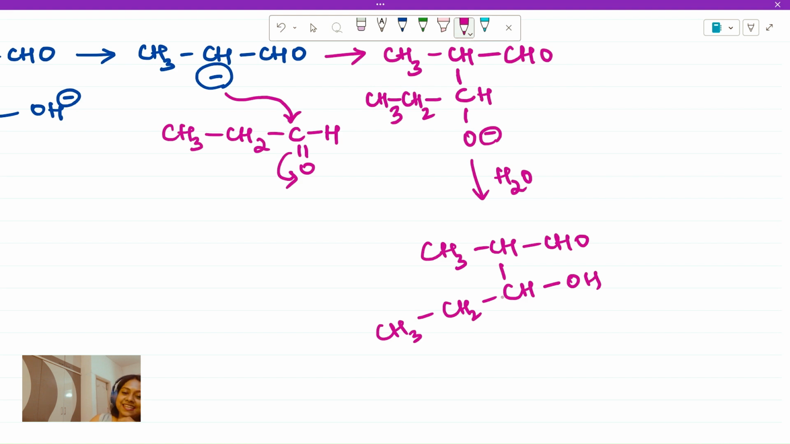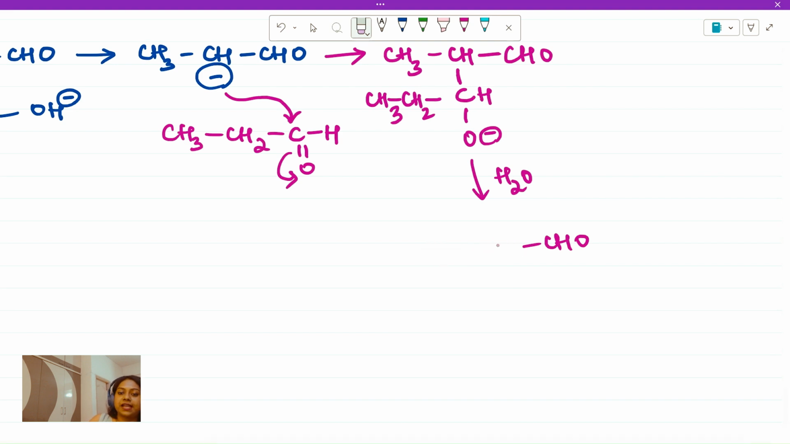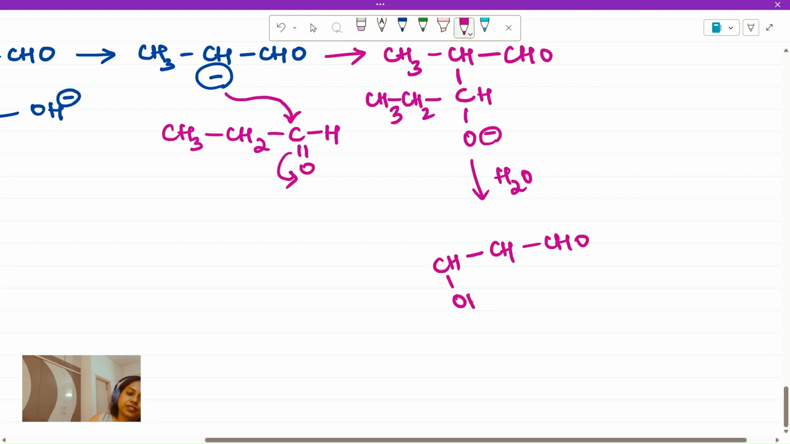Why is it beta hydroxy aldehyde? How should we write this properly? This looks very clumsy. Okay, so I'll write it like this. CH here, and then I'll write CH, OH, CH2, CH3, and this CH earlier had a methyl group, so we can write the methyl group here. This now properly looks like beta hydroxyaldehyde.